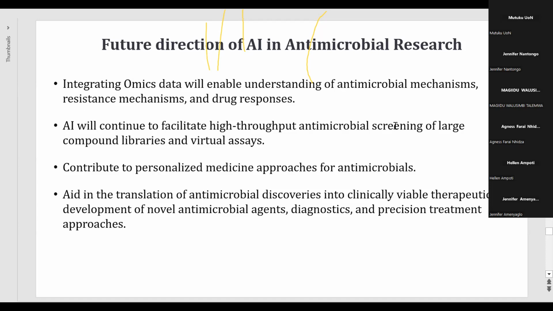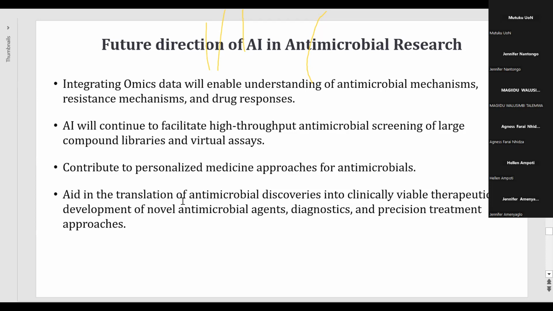you can do 1,000 antimicrobial screenings just in a span of 5 minutes. And then of large compound libraries and virtual assays, because obviously it cannot do any in vitro, so it is a virtual assay. Also, it will contribute to personalized medicine. So when you know the protein-protein interaction or how the drug is acting on the target, you can develop personalized medicine. Personalized medicine is for one particular person. It is not a generalized medicine for something like gastroenteritis. So it will be a personalized medicine.